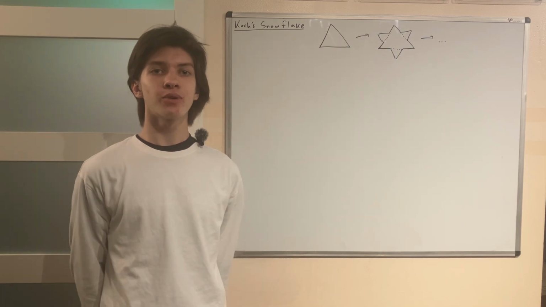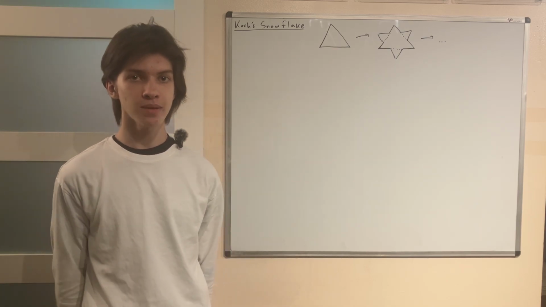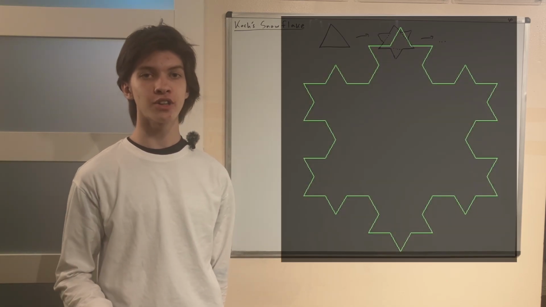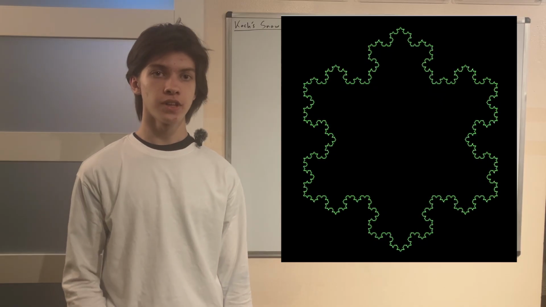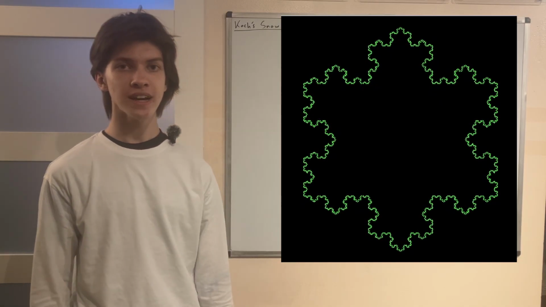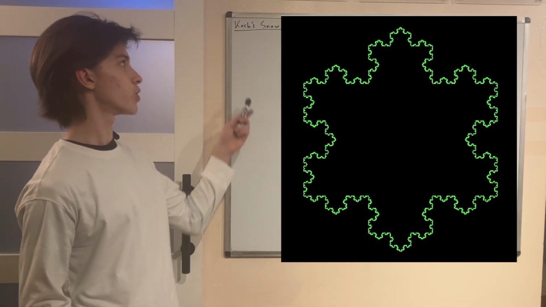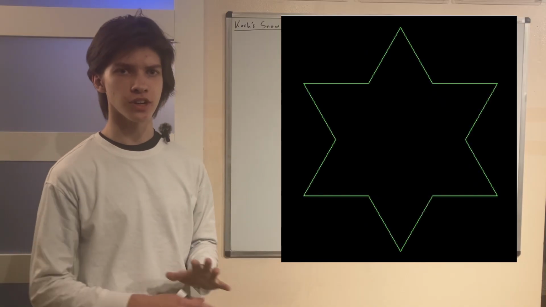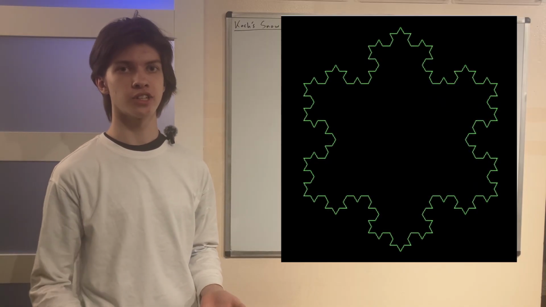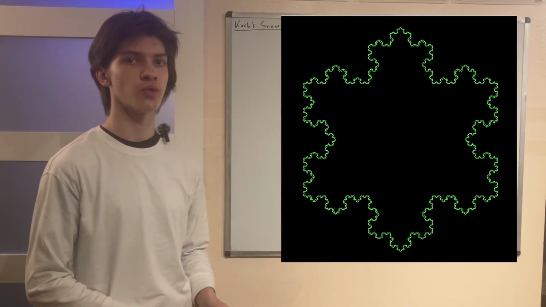Welcome everyone. Today I want to talk about a very interesting shape, one that has an infinite perimeter yet a finite area. You may have heard these shapes referred to as fractals, and this particular fractal is called the Koch Snowflake, and it is one of the earliest fractals, described by a Swedish mathematician way back in 1903.